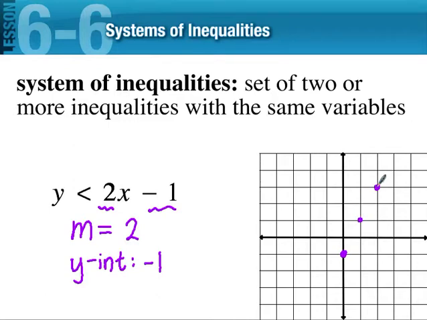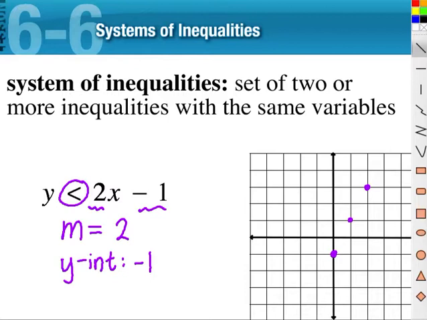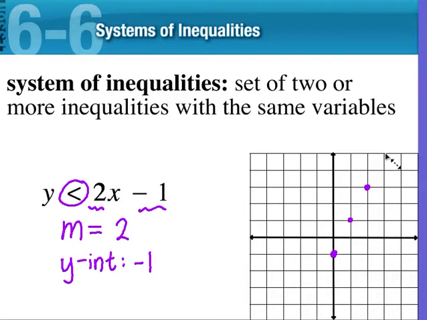Now, do we remember what type of line I'm going to use with this one? A dotted. Why a dotted? Right, since it's just less than and there's no equal to portion, you're going to use a dotted line. So I'm going to go ahead and draw a dashed line in there.